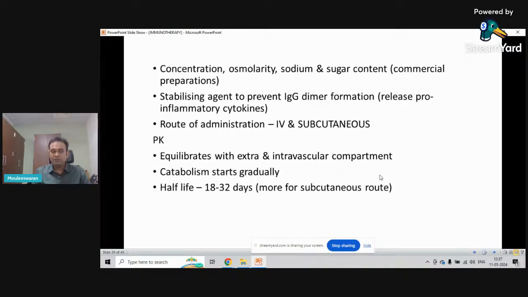And the preparation contains a stabilizing agent which prevents IgG dimer formation, which can result in release of pro-inflammatory cytokines and can trigger a cytokine storm. So it has a stabilizing agent to prevent it. The common route of administration is the intravenous route, but a subcutaneous preparation is also available. The drug following administration equilibrates with the extravascular and the intravascular compartments, and it starts catabolizing gradually. The half-life of the drug is 18 to 32 days, and the half-life is longer for the subcutaneous route of administration.